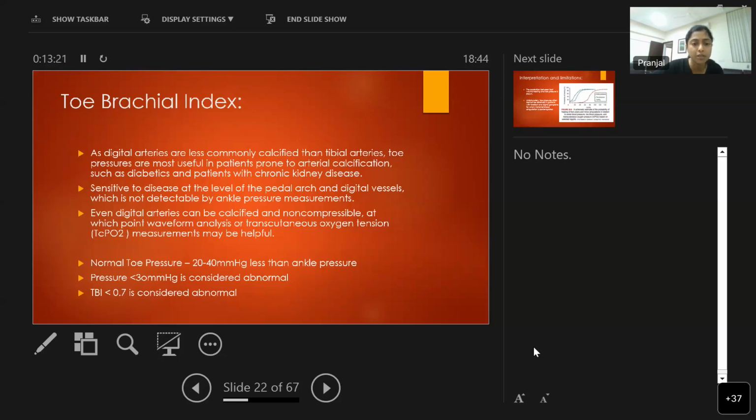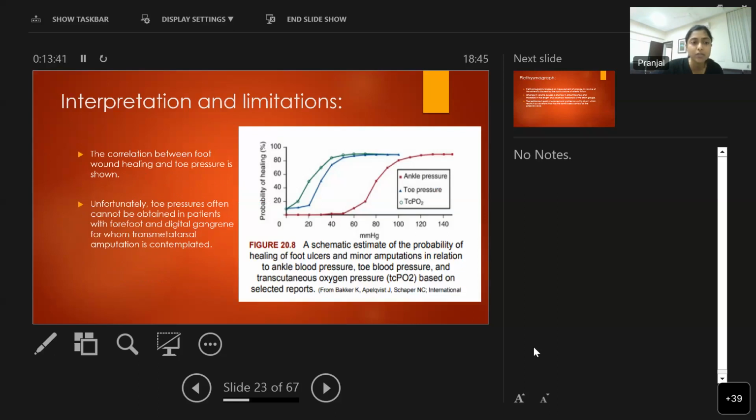A normal toe pressure is between 20 to 40 millimeters of mercury less than the ankle pressure. A pressure less than 30 millimeters of mercury is considered abnormal, while a TBI less than 0.7 is considered abnormal or is suggestive of chronic limb threatening ischemia. Regarding interpretation and limitation, a correlation between foot wound healing and toe pressure has been shown, and unfortunately, toe pressures often cannot be obtained in patients with forefoot or digital gangrene for whom transmetatarsal amputation is contemplated.